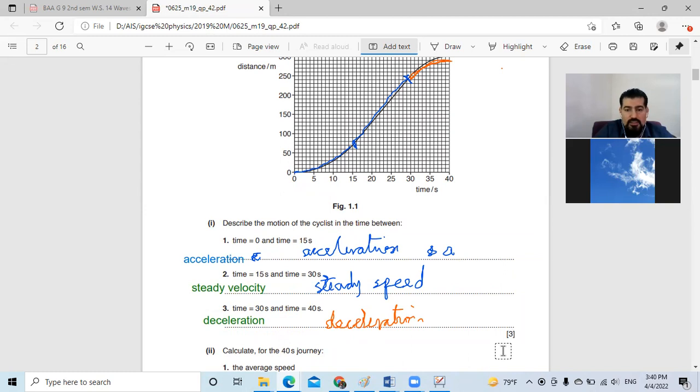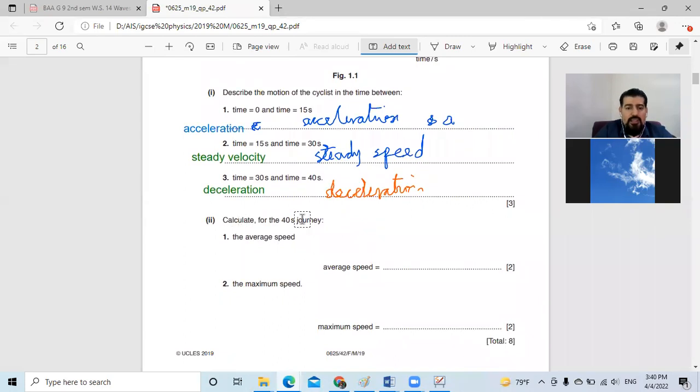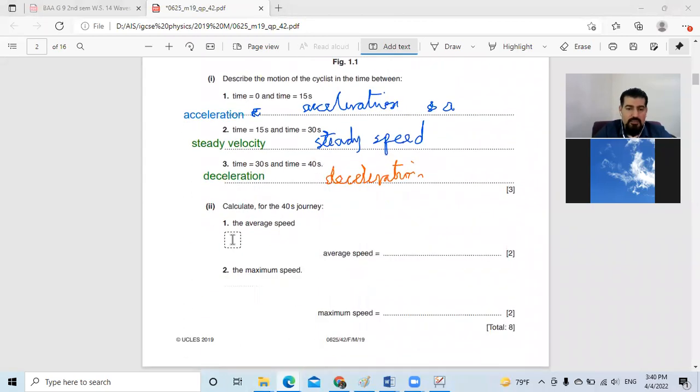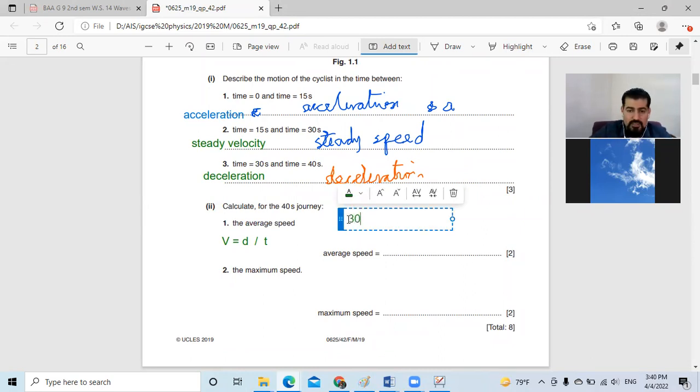Now that's it for part A, 3 easy marks. Then what do they ask? Calculate for the 40 second journey the average speed and the maximum speed. We know that average speed is equal to distance divided by time. Since we are talking about the whole journey, the total distance is 300, divided by the time, which is 40 seconds.